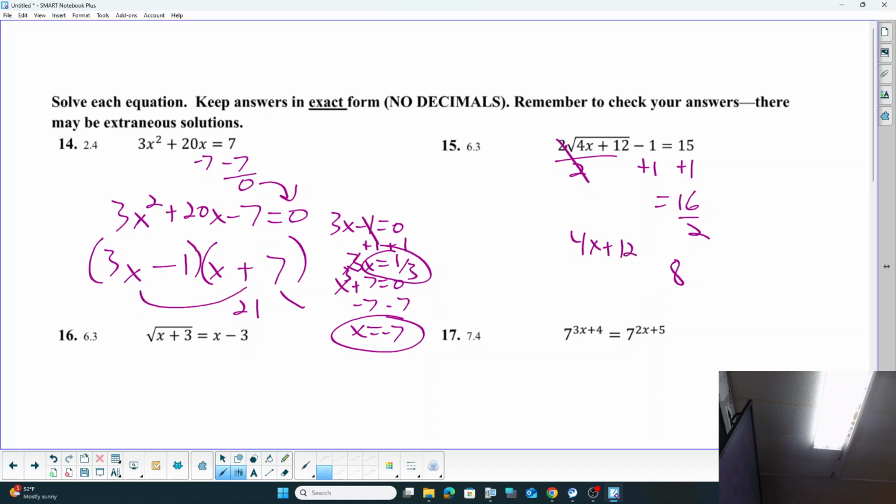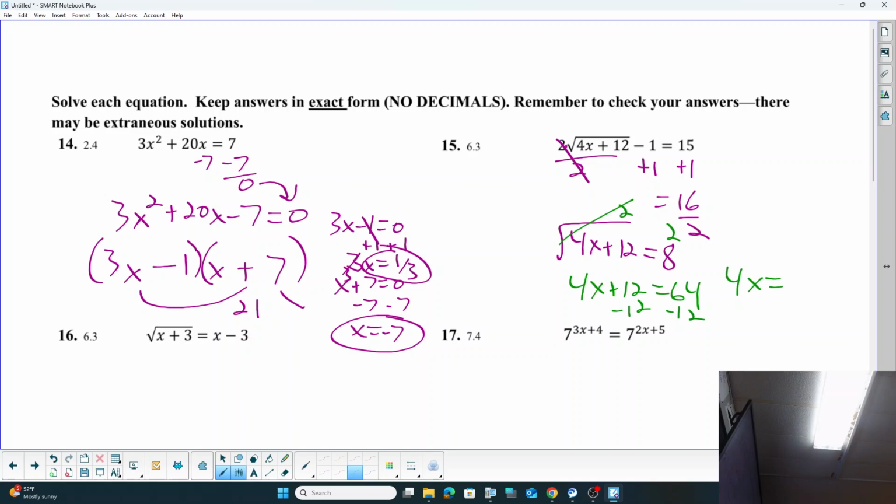How do we undo the square root? Do you remember? So we power 2 both sides. And that gives us 4x plus 12 is equal to 64. Minus 12 to the other side.